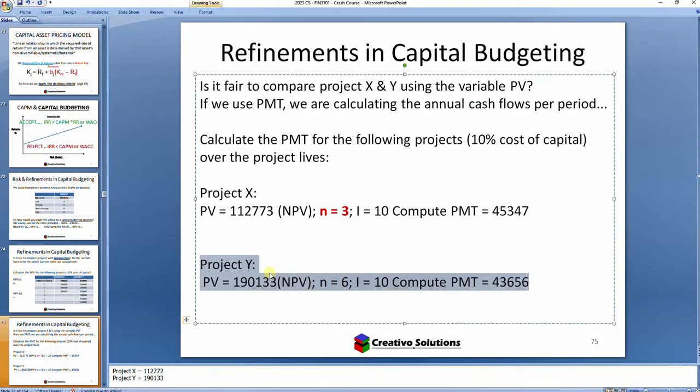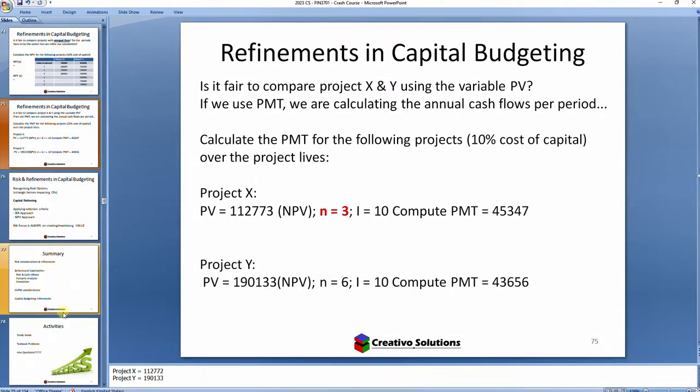IRR, I would also calculate, especially if they give you other rates. Payback period, if you want to calculate, you can. And then these annual rates only if the projects have different lifespans. Okay, different lives. All right, and that's basically it in terms of refinements.